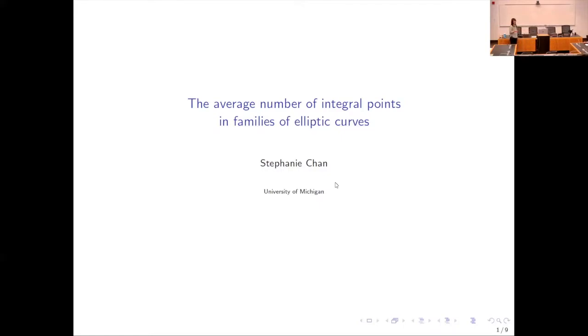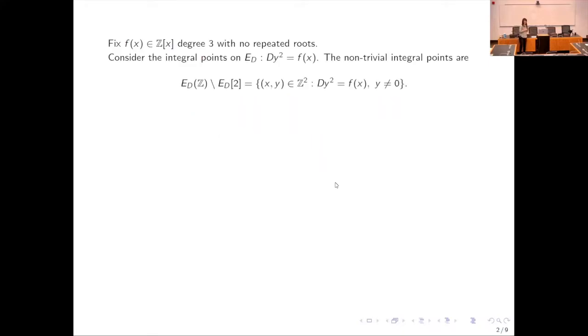And to begin my talk, I will give a conjecture by Andrew. So if you fix a polynomial with integer coefficients with degree 3 and no repeated roots, you can study the integral points on the twist family defined by d y squared equals the polynomial f of x.